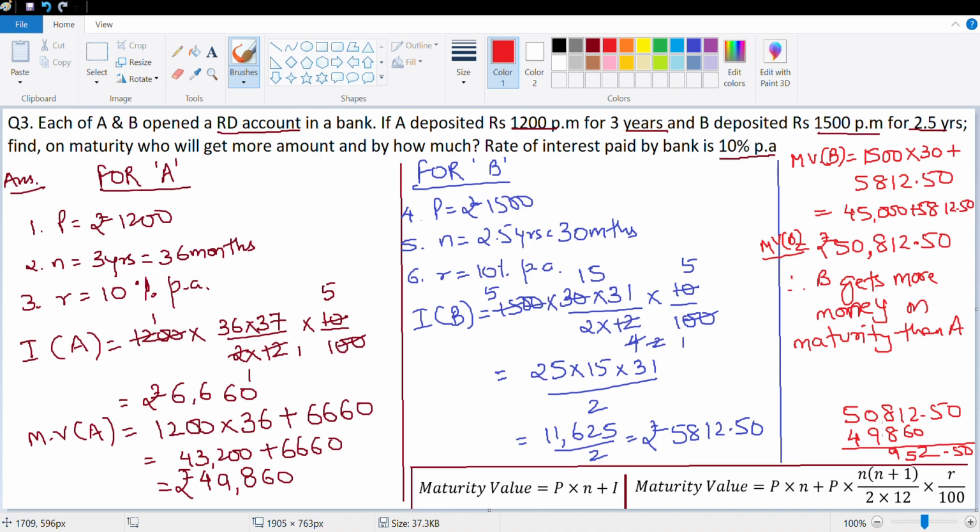That's 9 minus 9 is 0. So that's 952.50. Perfect. Rupees 952.50. Done. Quite a bit of calculation in this question, but fairly a simple one. Let's look at the next one.